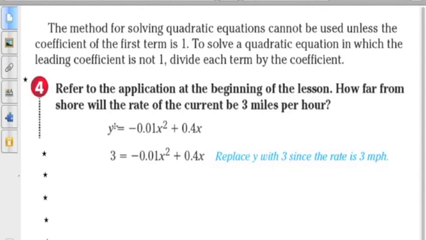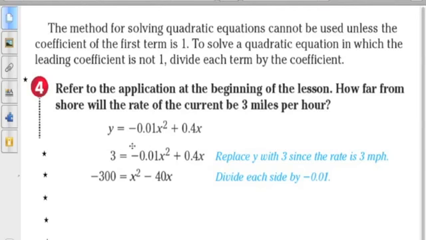You substitute the value of 3 since the rate is 3 miles per hour. Now we have a quadratic equation. And then we divide all the terms by negative 0.01. When you divide all the terms by negative 0.01, you end up with negative 300, x squared, negative 40x.